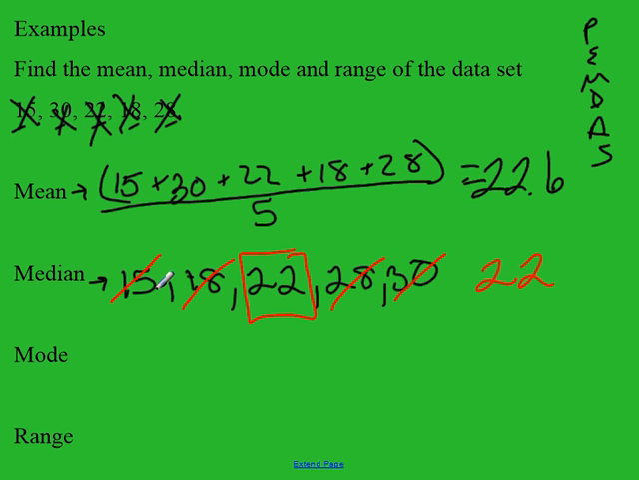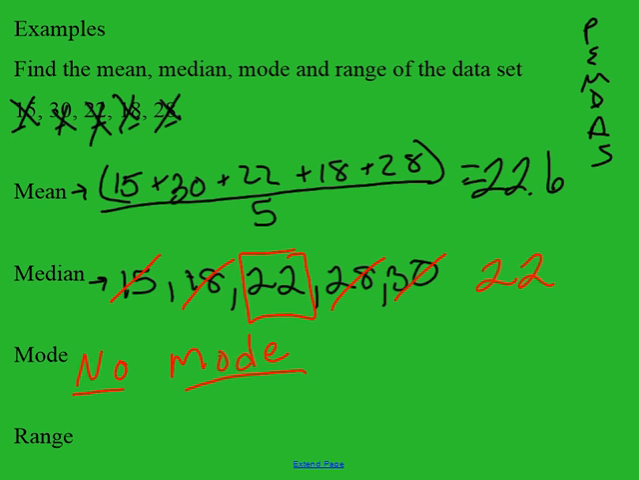Once you put the numbers in order from least to greatest, it's really easy to see what number occurs multiple times. And in this case, we actually have no mode. It is possible to have no mode if you have no numbers repeated in the data set.